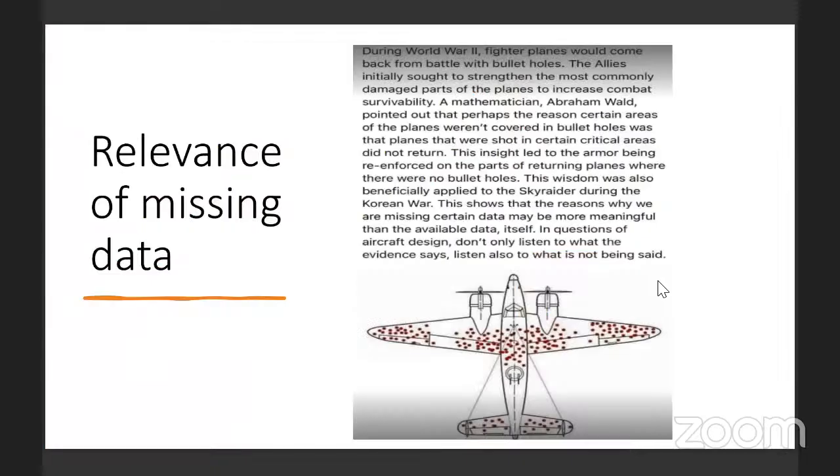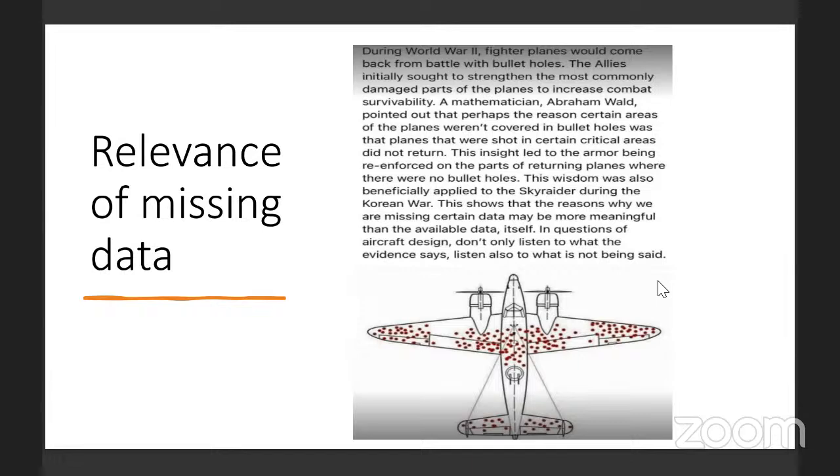So this is something I came across recently and I thought I should share, which is a similar approach we're using with regards to missing data that was used in the past. During World War II, fighter planes would come back from battle with bullet holes, and the Allies initially sought to strengthen the most commonly damaged parts of the planes to increase combat survivability.